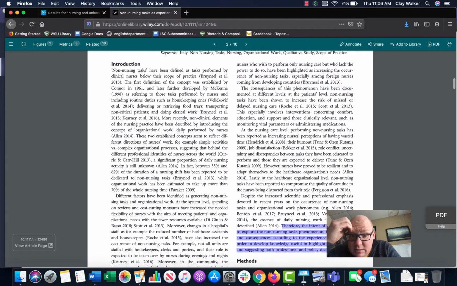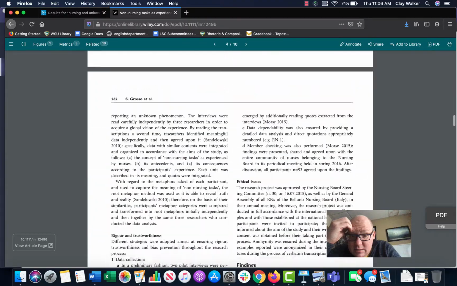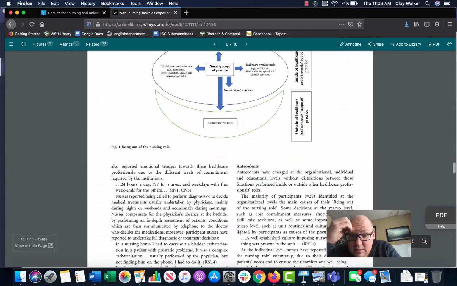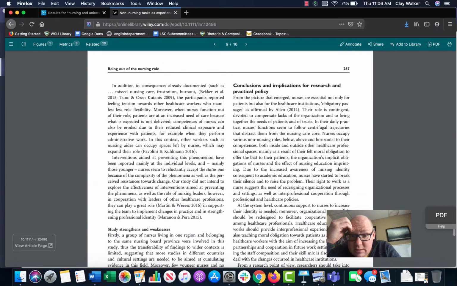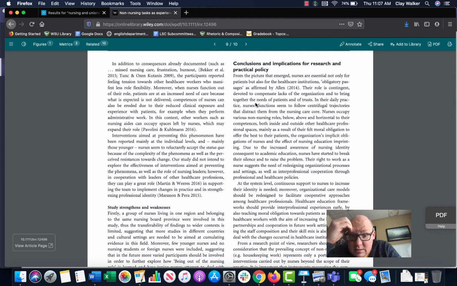I'm going to go back down to the conclusion briefly before I read the middle part. Okay, so this looks like, all this seems like the argument here. Nurses are essential, and both of their roles are essential. It looks like the role is contingent, devoted to compensate lacks of the organization and to bring together the needs of patients and of trust.